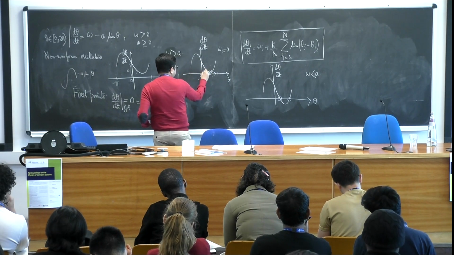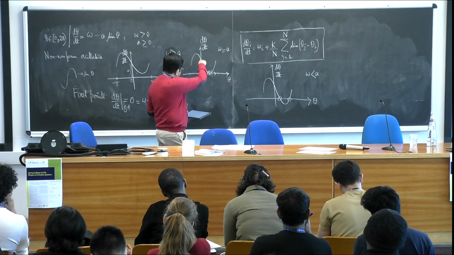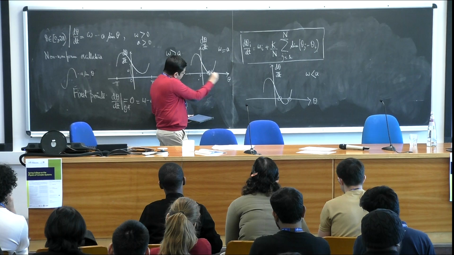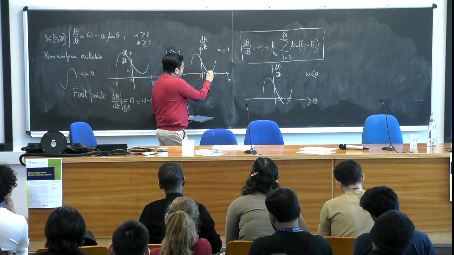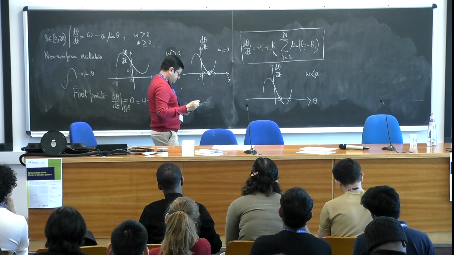So on this side, dθ/dt is negative, right? Because dθ/dt is decreasing, not negative, it is decreasing. So therefore, on this side it will be pushed towards the point. So therefore this becomes what is known as a half stable fixed point, right?